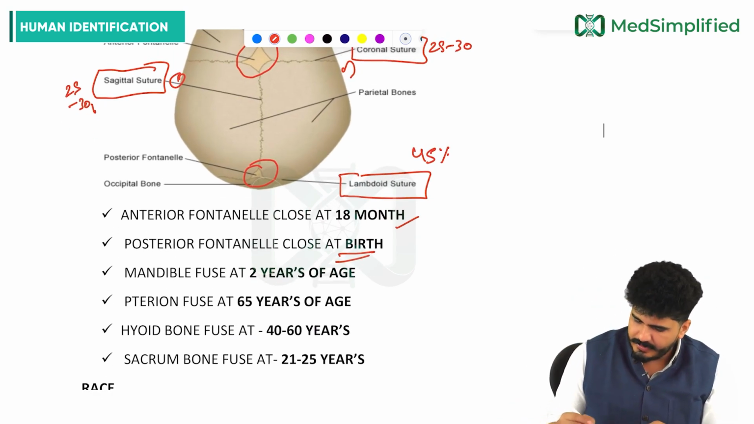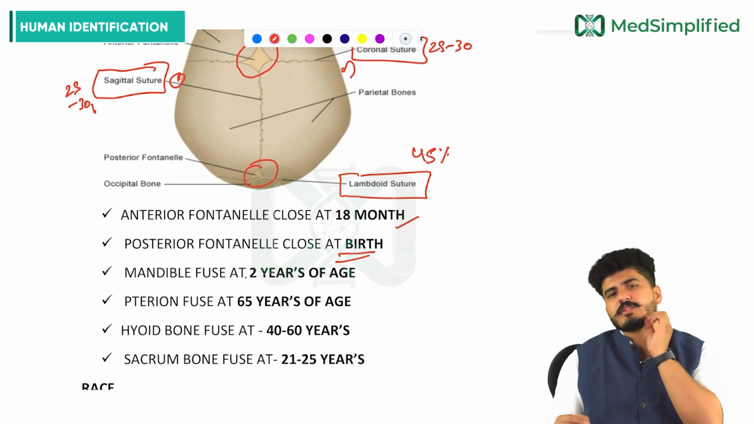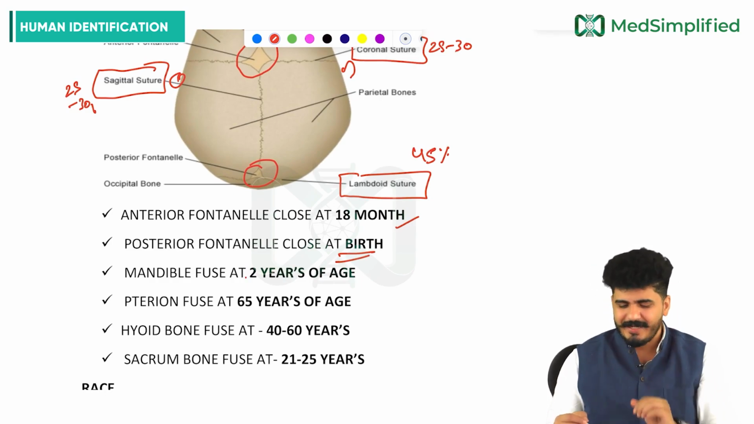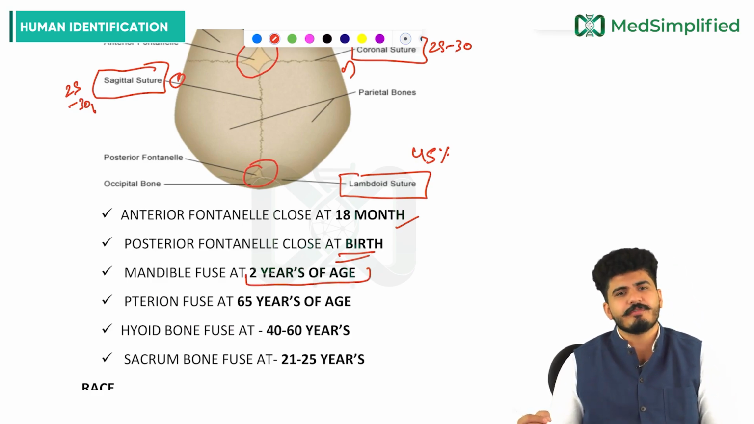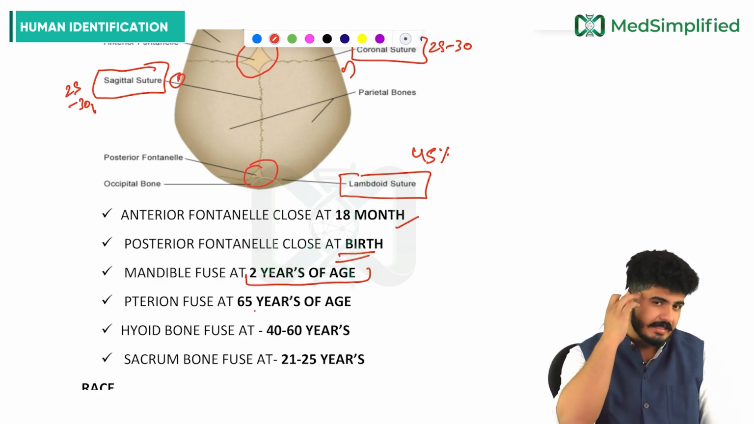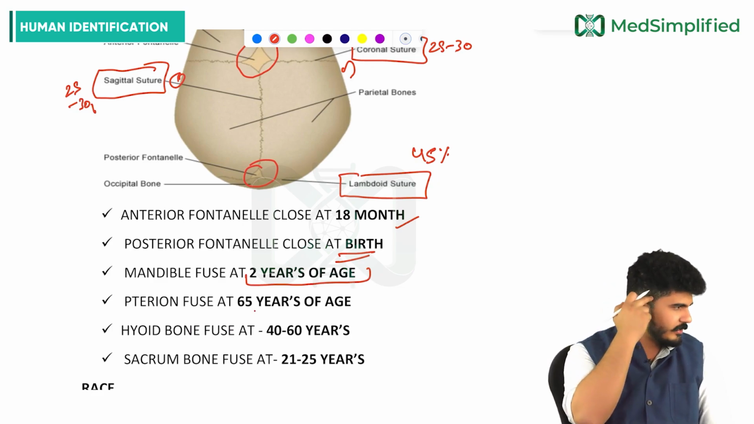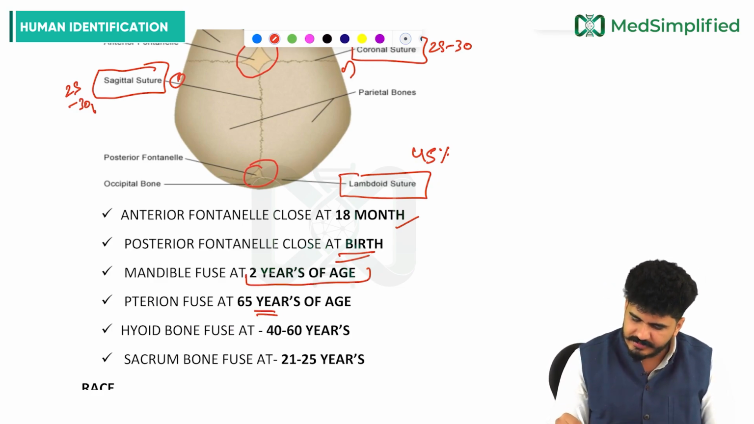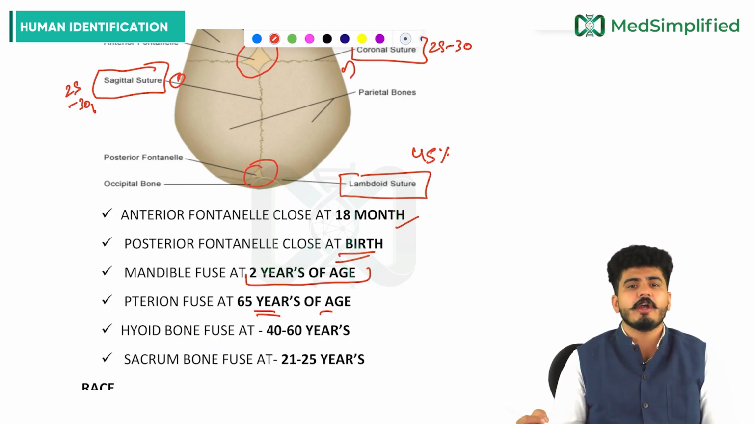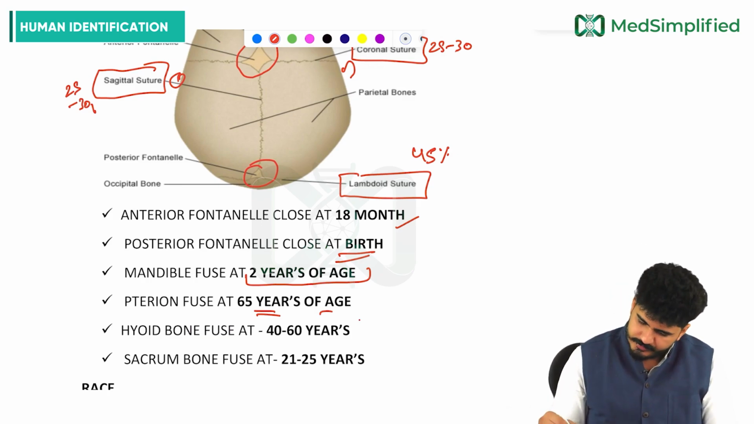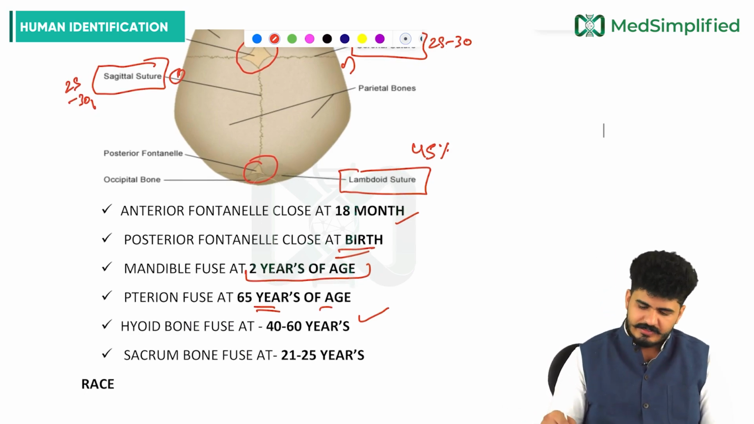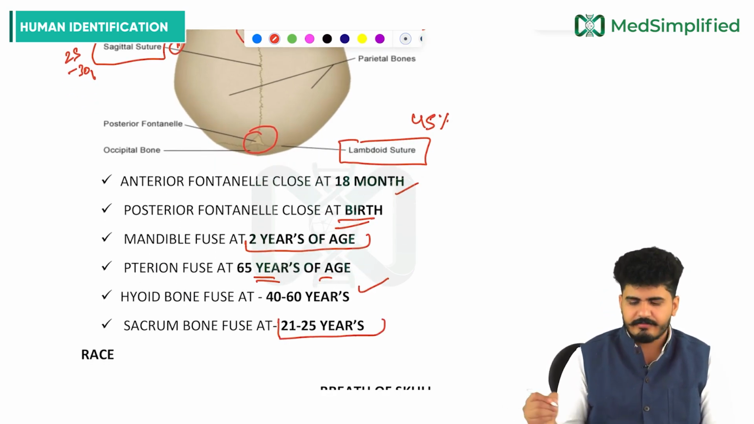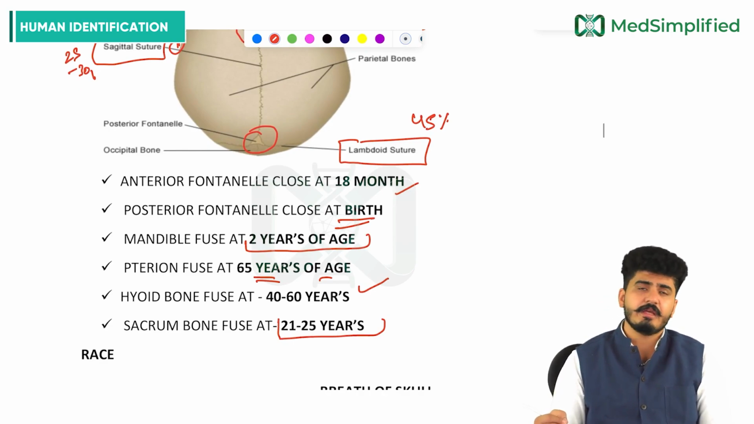Mandible fuses, yes, this is the mandible, the jawline, at 2 years of age. Terion fuses, this part is called terion, at 65 years of age. Hyoid bone fuses at 40 to 60 years of age. Sacrum bone, my dear friends, 21 to 25 years of age. So different ages we have learned for bone fusion.